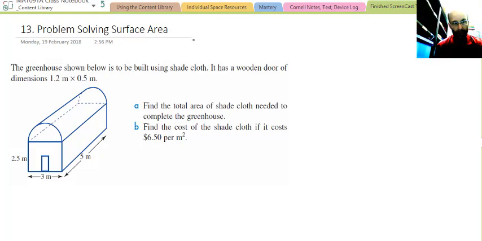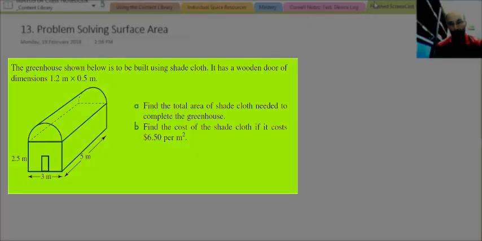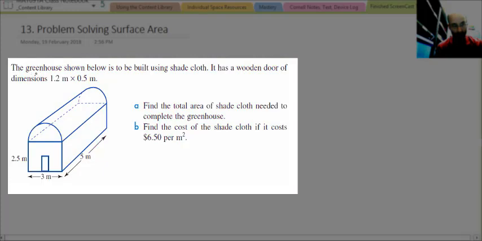In this video we're going to look at some problem solving involving surface area. We can see a shape here. This solid is to depict a greenhouse. You've probably seen them before, greenhouses. They're used in gardens and nurseries where they grow plants and stuff like that.